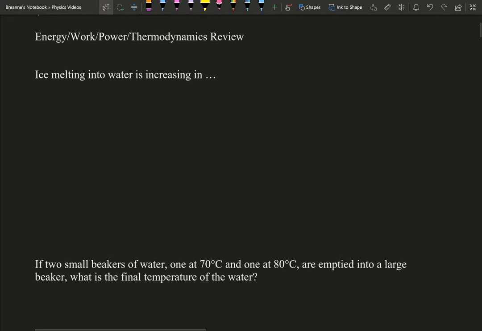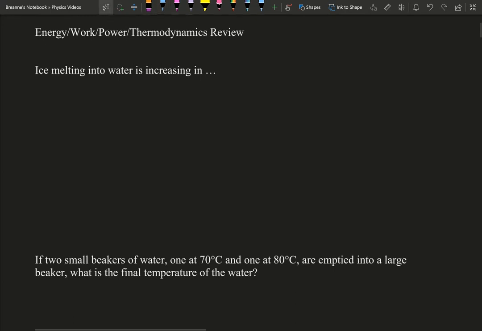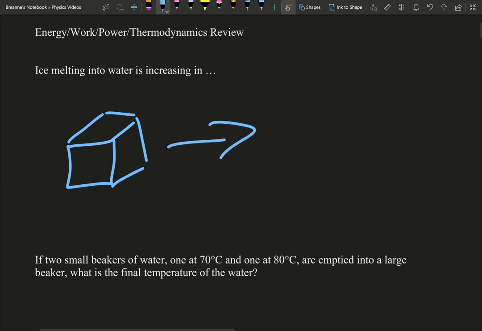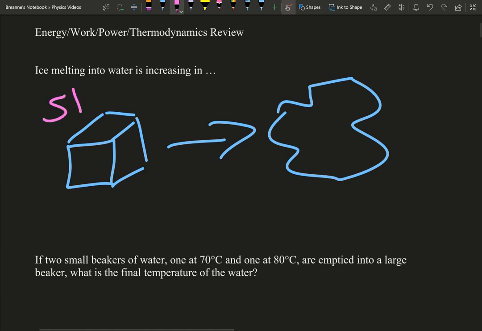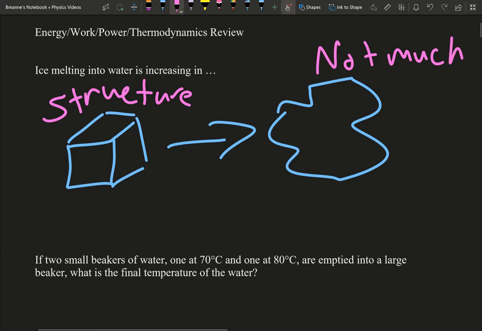So number 1: ice melting into water is increasing in. If you remember from your mix calculations, we have an ice cube, and it's melting into water. So think about the structure. There's structure here. Not much structure here. Running in a room, not much structure there.